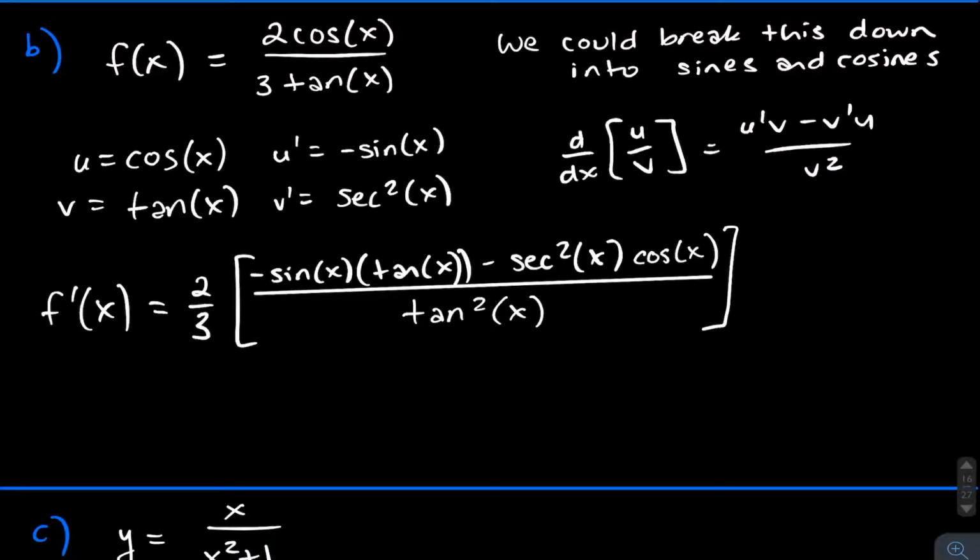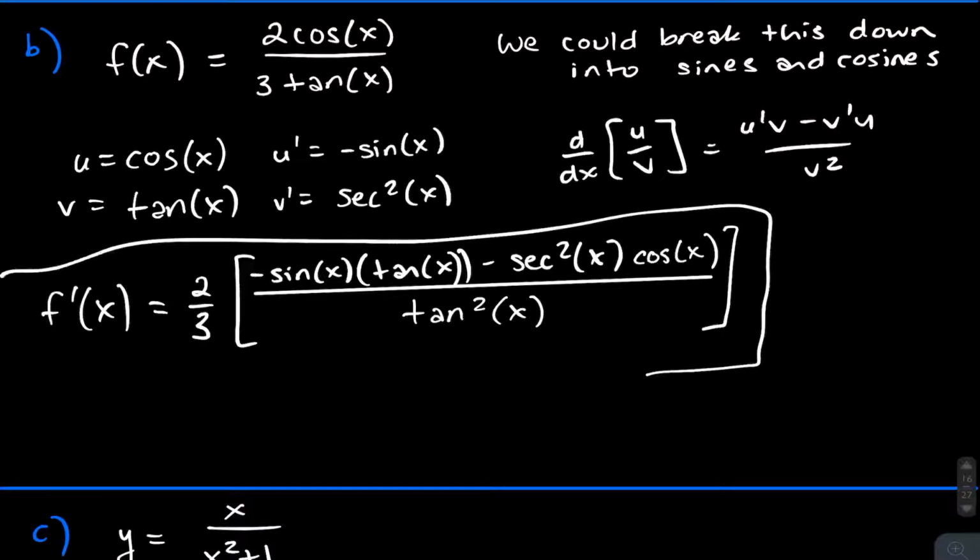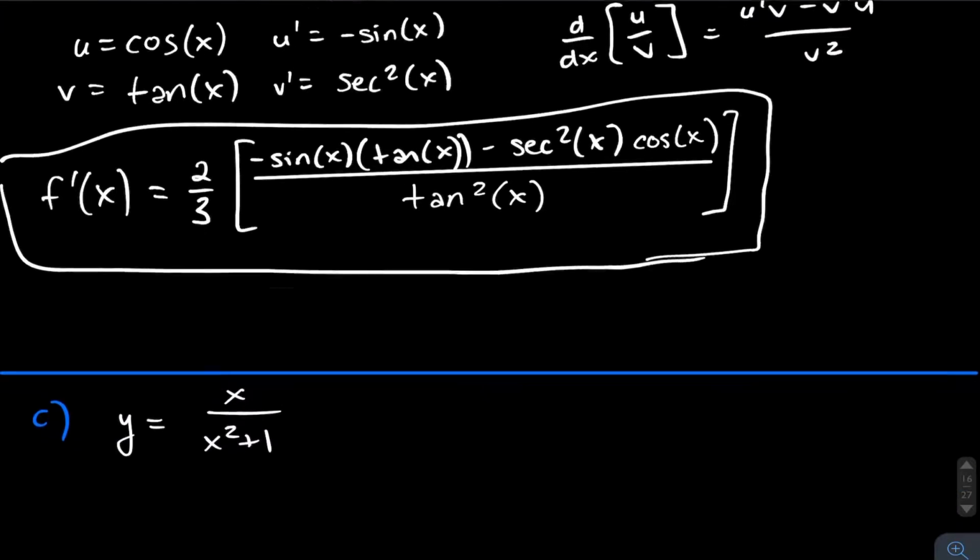Okay, now that's pretty much all you can do with this. You can definitely do some more by breaking down into sines and cosines, but honestly, I'm not going to do that because I don't want to. But if we broke this down into sines and cosines, here's what happens.